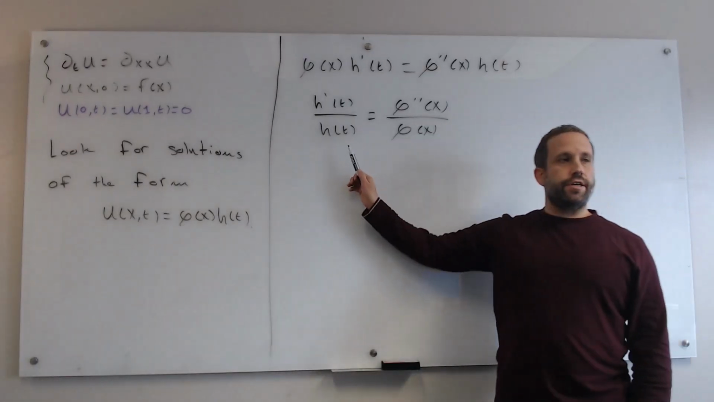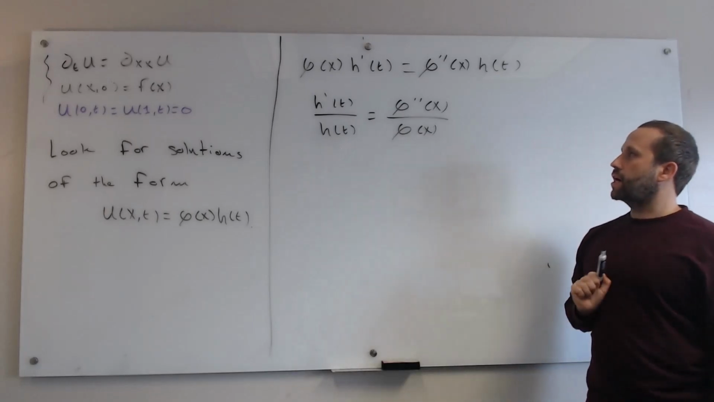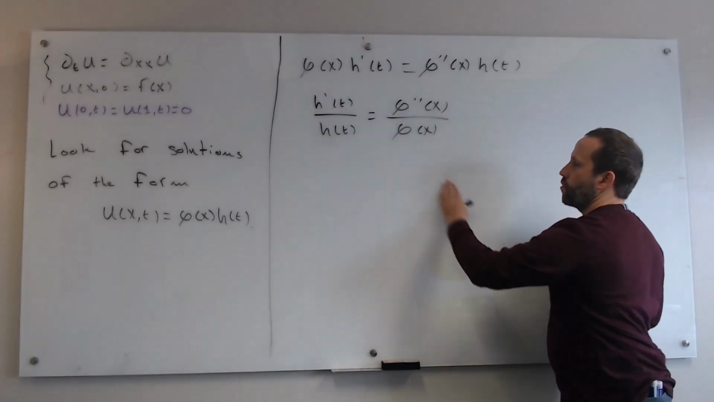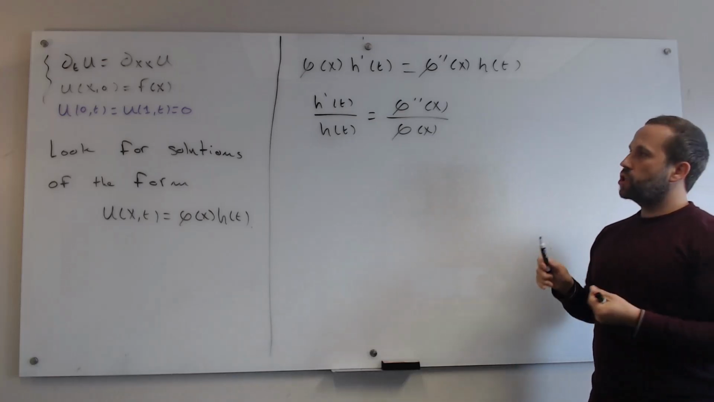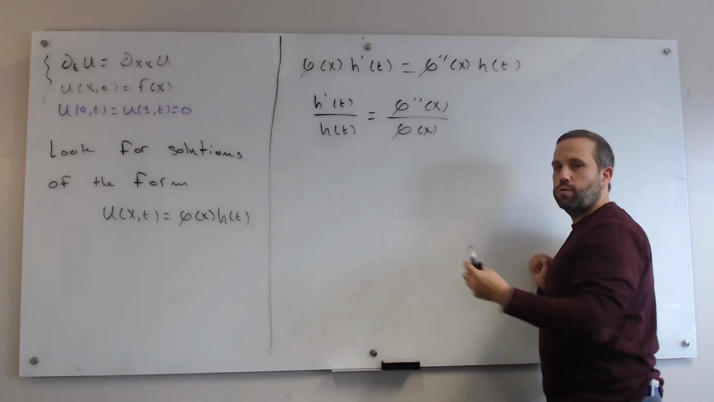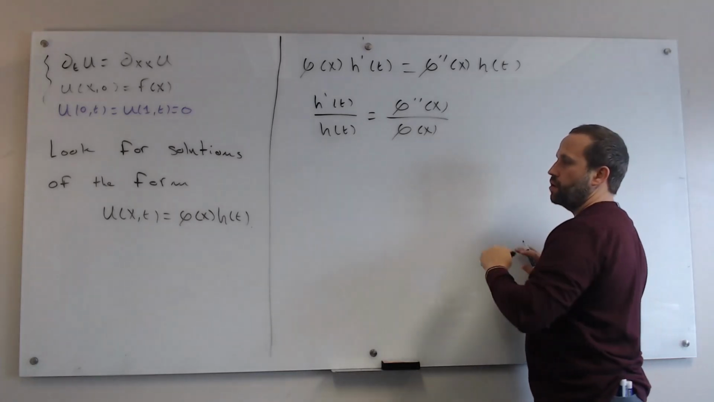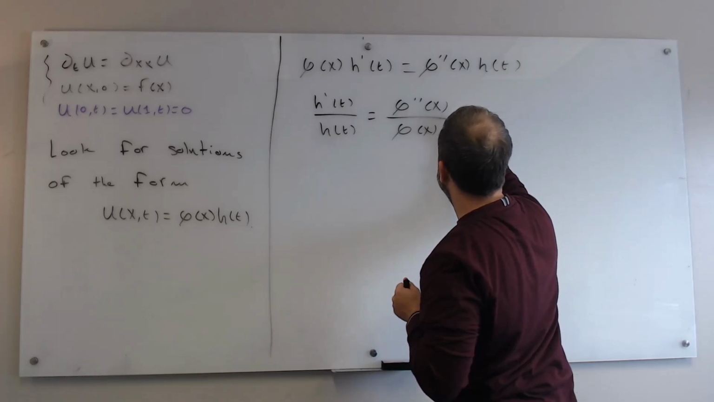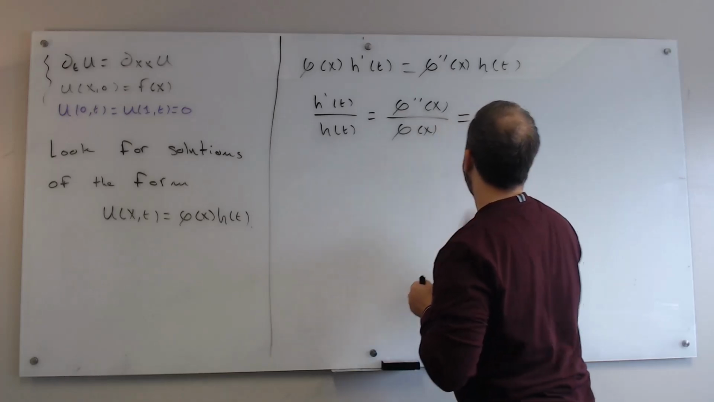Now this is a function of t, and this is a function of x. And this is true for all values of t and x. So whenever we have something that's just a function of t and just a function of x, and they're equal to each other, it means they have to be equal to a constant. So we're going to say that this is equal to minus lambda.